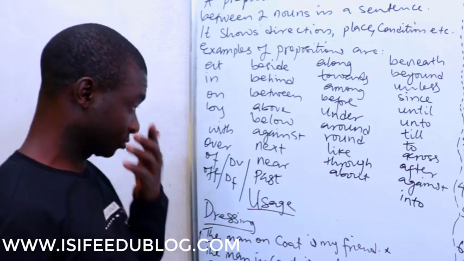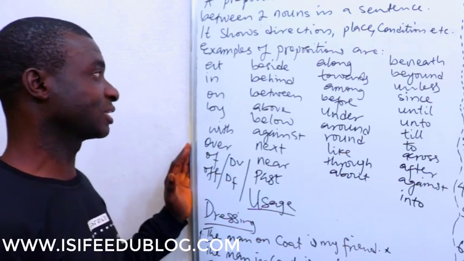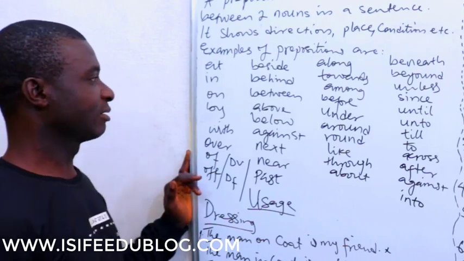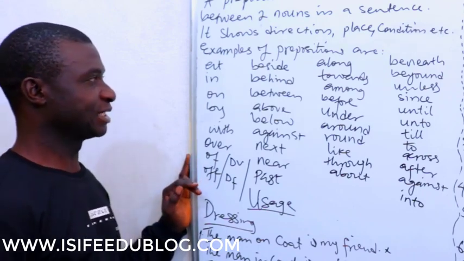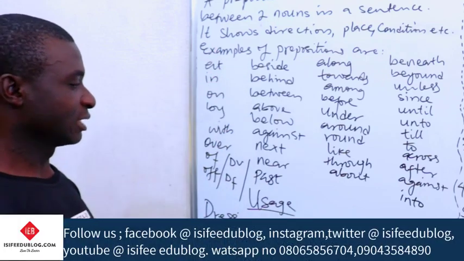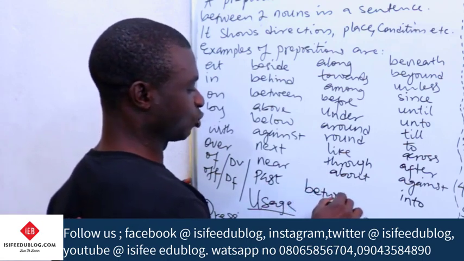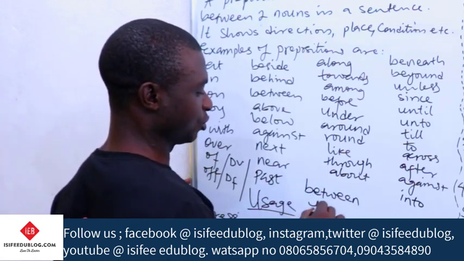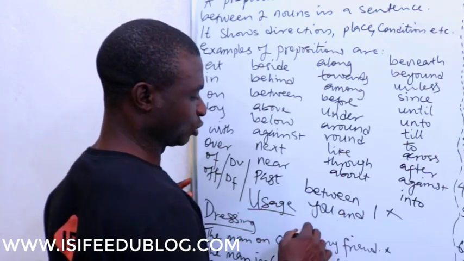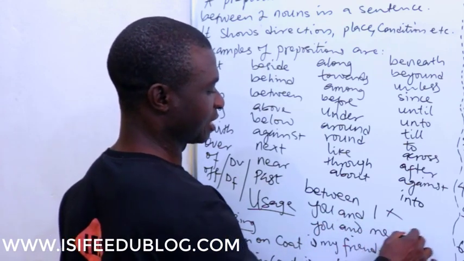Now, we have beside, we have behind. Sometimes people will say behind, beside, I don't know. But I'm not comfortable with behind. It is better behind. Beside, between. Between. Now, people say between you and I. Please don't do that. Between you and I. Wrong English. Between you and me. Correct.